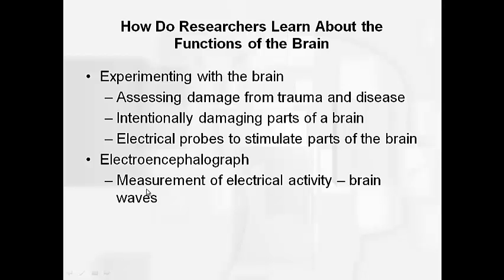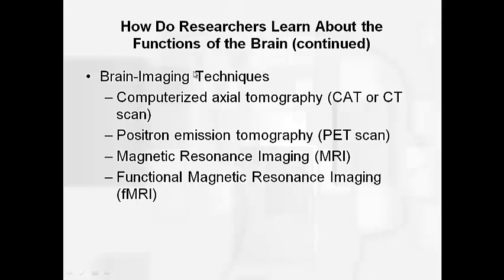We can use electroencephalograms, which is a measurement of electrical activity that results in brain waves. This is typically used in sleep studies. Other brain imaging techniques that are relatively recent in history have been the CAT scan or CT scan, which results in a three-dimensional image of the brain, and is especially useful to individuate particular areas, the size of particular areas of the brain.